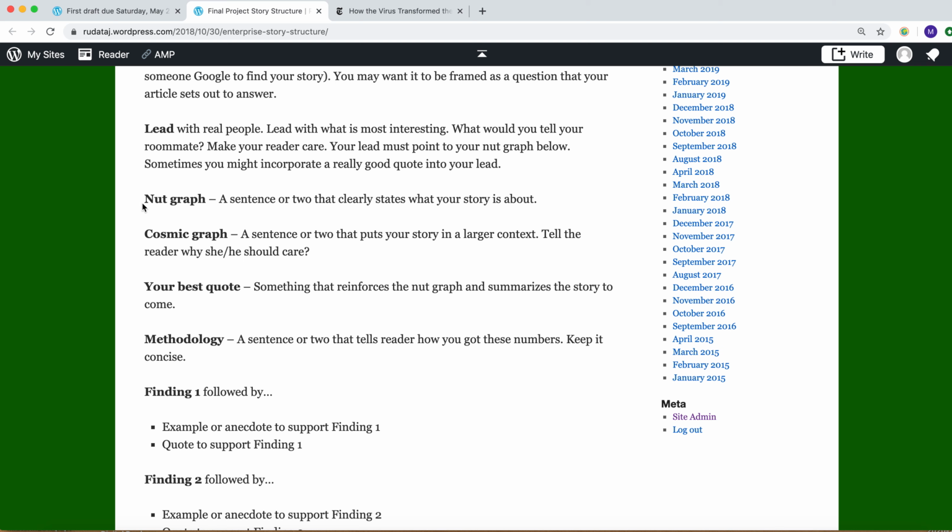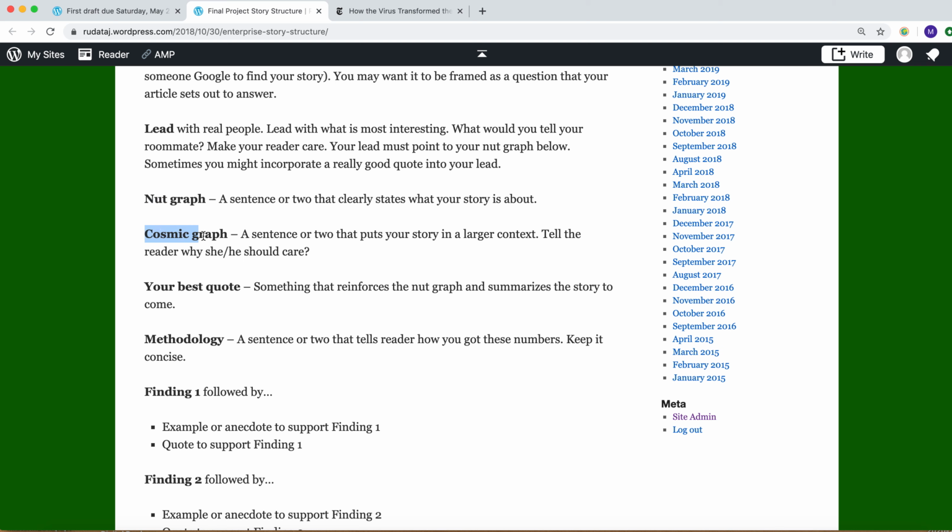Right under your lead, you have your nut graph, which is just a sentence or two that clearly states what your story is about. You need to say very plainly, here's what my story is about, here's what I'm going to do with the rest of the article.